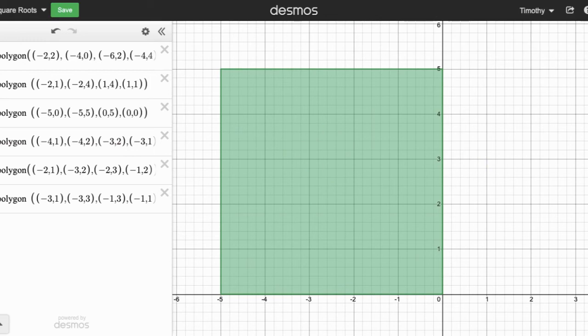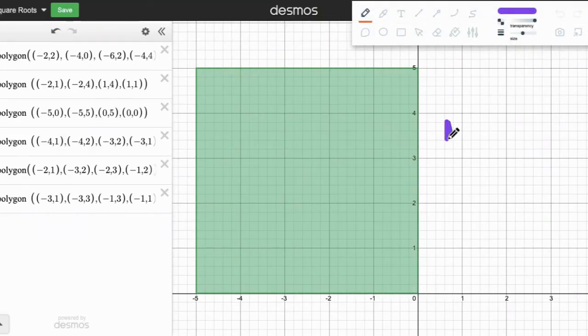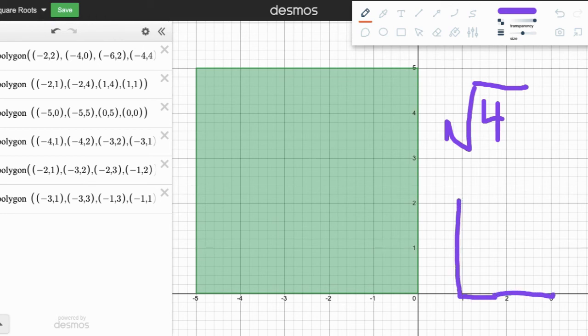And so if I ask you for the square root of, let's just say, 4, what that would mean is that I had a square with an area of 4, and that its length would be the square root of 4, or 2. There you go, square roots. That's all that means.